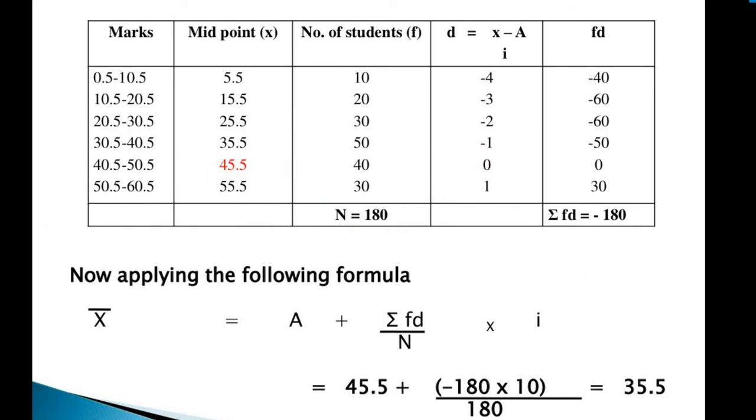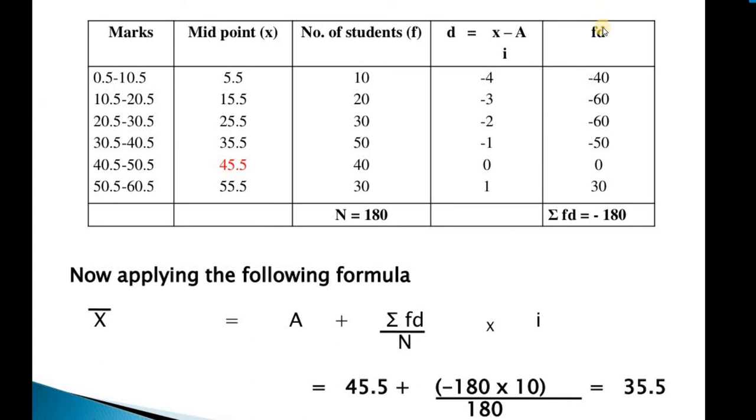Next one, 55.5 minus 45.5. The answer is 10. 10 divided by 10, the answer is 1. Then here one more step is there, that is x minus a divided by c. That is the I. Okay, x minus a divided by c. That is the deviation.